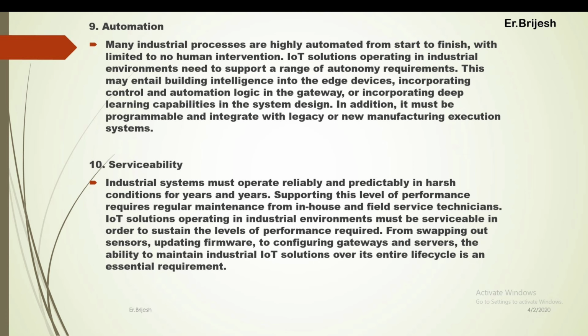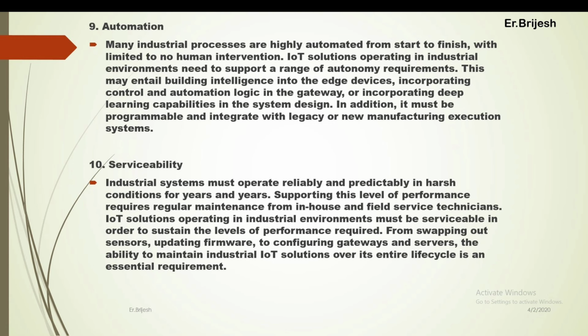And the ninth point: many industrial processes are highly automated from start to finish with limited to no human intervention. IoT solutions operating in industrial environments need to support a range of autonomy requirements. This may entail building intelligence into the edge devices, incorporating control and automation logic in the gateway, or incorporating deep learning capabilities in the system design. In addition, it must be programmable and integrated with legacy or new manufacturing execution systems.